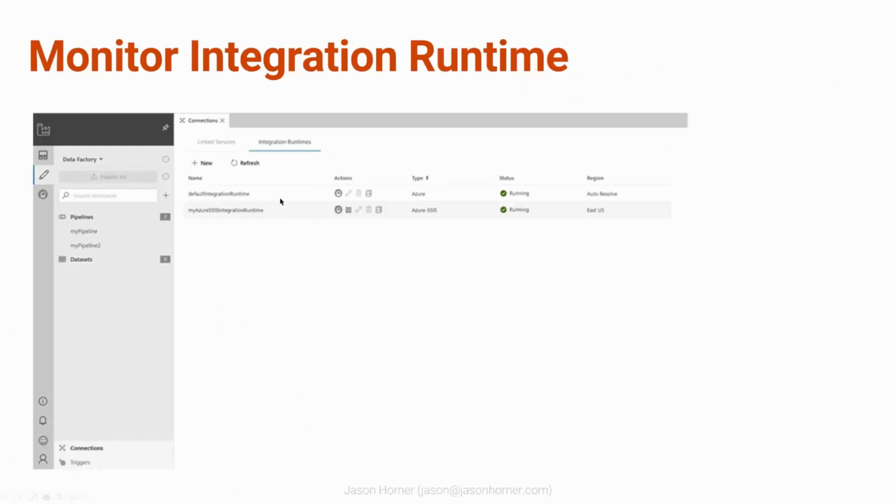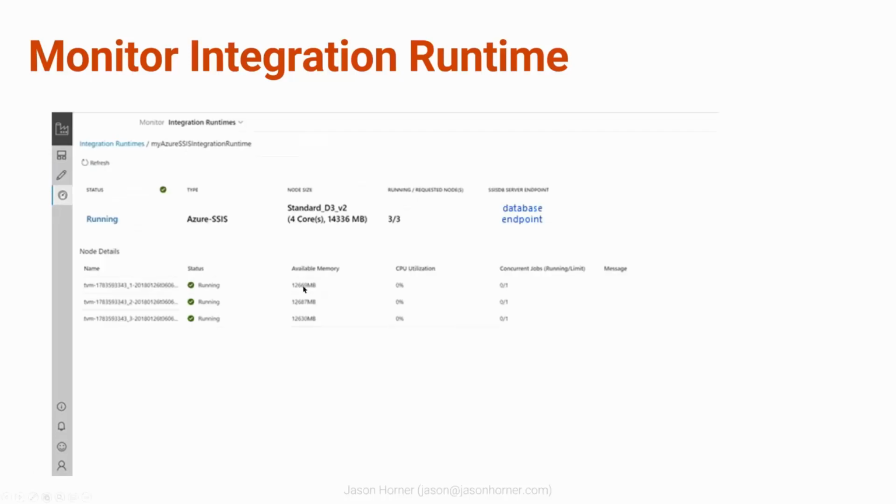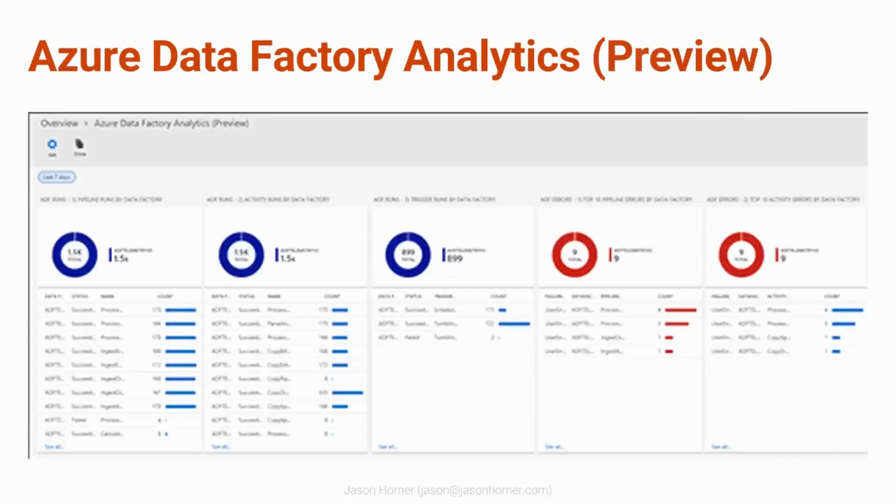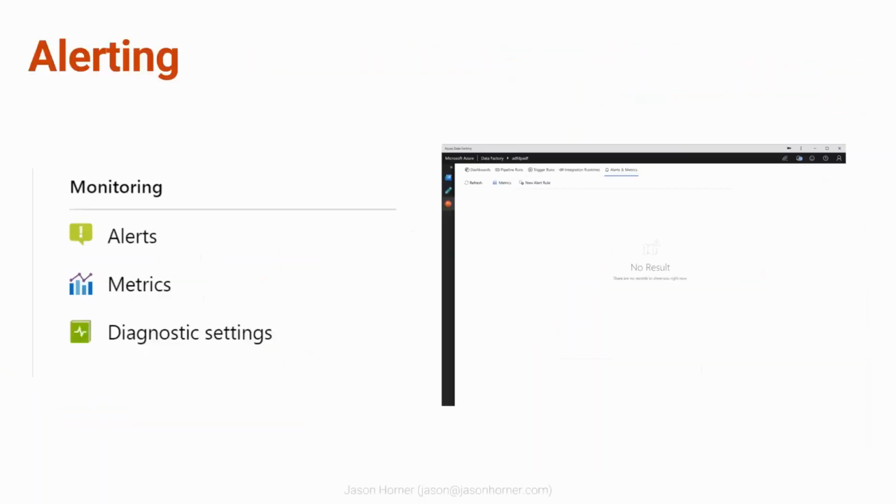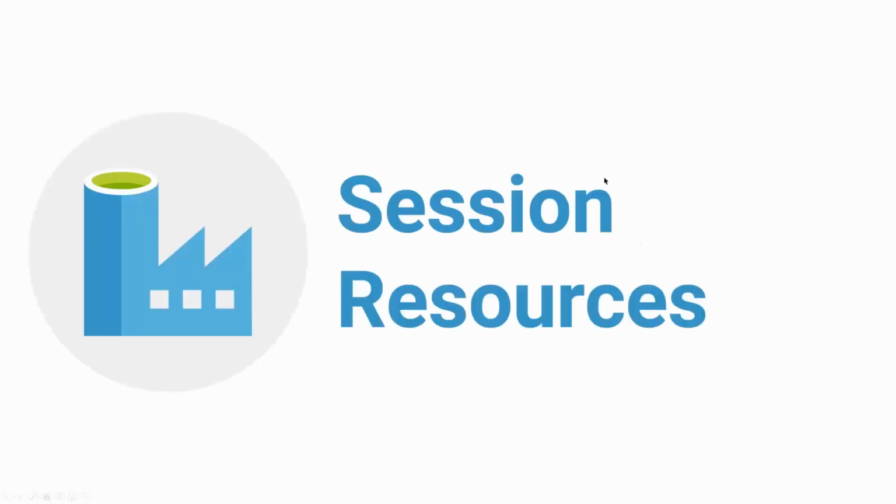Here you can see I have a couple different integration runtimes. You can see how much memory is currently available, what the CPU utilization is, how many jobs are running, as well as what the limit is on each of these. Here you can see I have a 3-node configuration. So I can pull a lot of different information from that. This graphic's a little skewed, but basically there's a Log Analytics solution called Azure Data Factory Analytics that does some very basic dashboards that work off of that performance data. And then of course I can configure alerts either through Azure Monitor or directly within the ADF environment itself, okay?